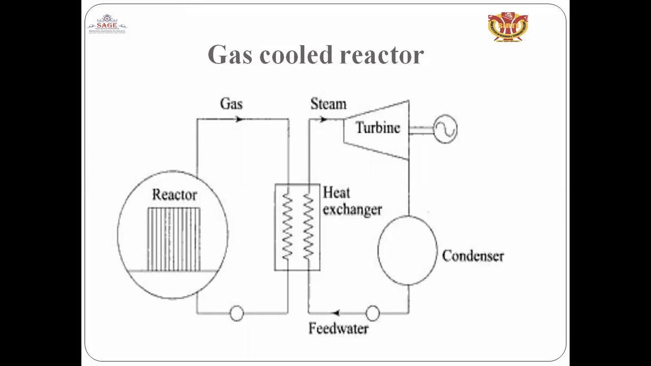Gas cooled reactor. The gas passes through the heat exchanger, and this heat exchanger takes up the heat, which is utilized for producing steam in this section, and the steam passes through the turbine. This reactor produces a large amount of gas, which is used for producing steam after exchanging heat in the heat exchanger.